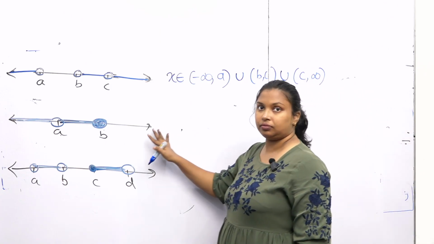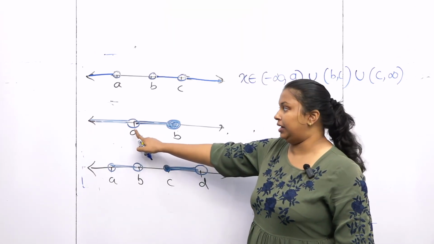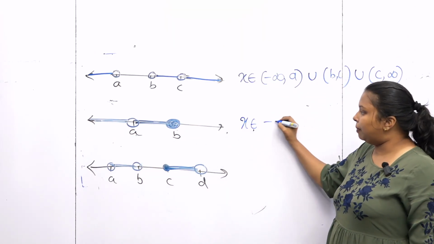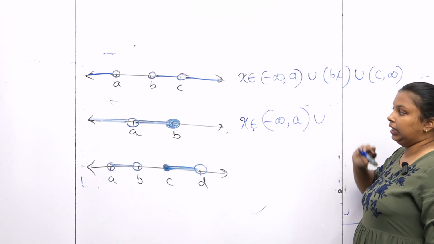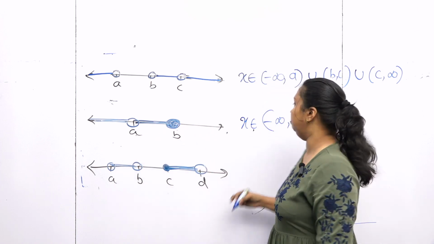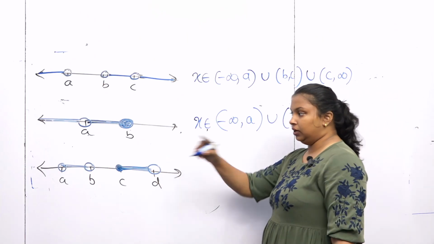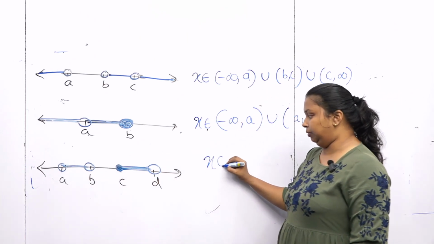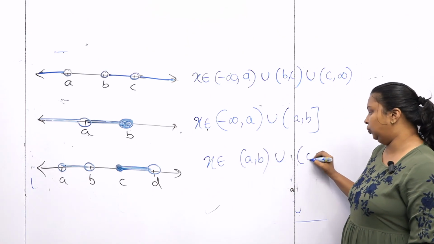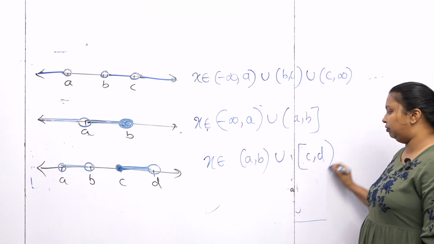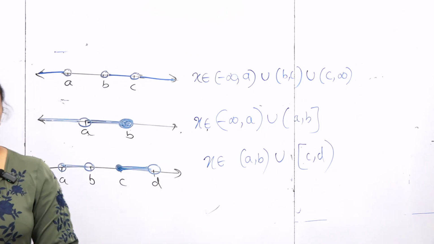And this one, right? This one, minus infinity to a. X is an element from minus infinity to a without a, union again from a to b including b. Clear? How about this one? X is an element from a to b without a and b, union c to d including c without d. This must be our answers. Clear? So that is the way to write.